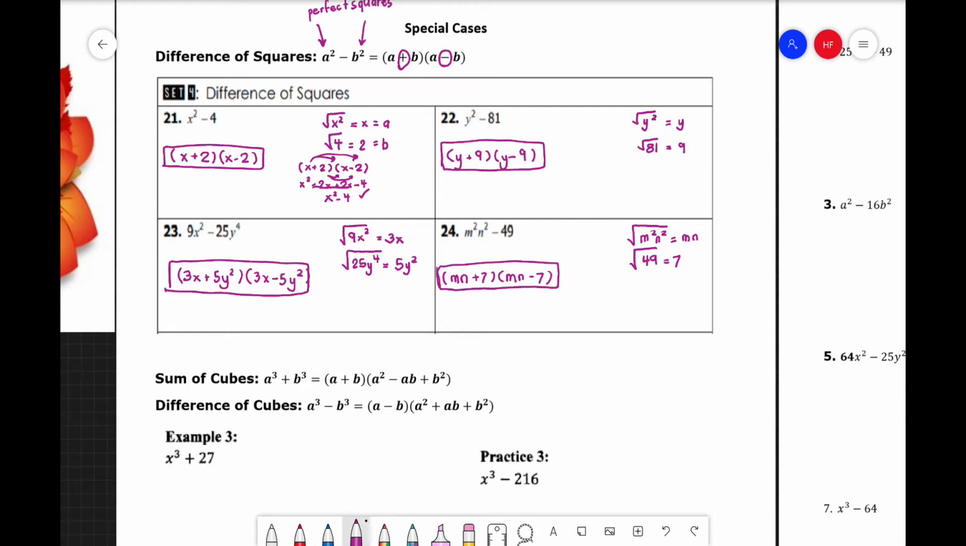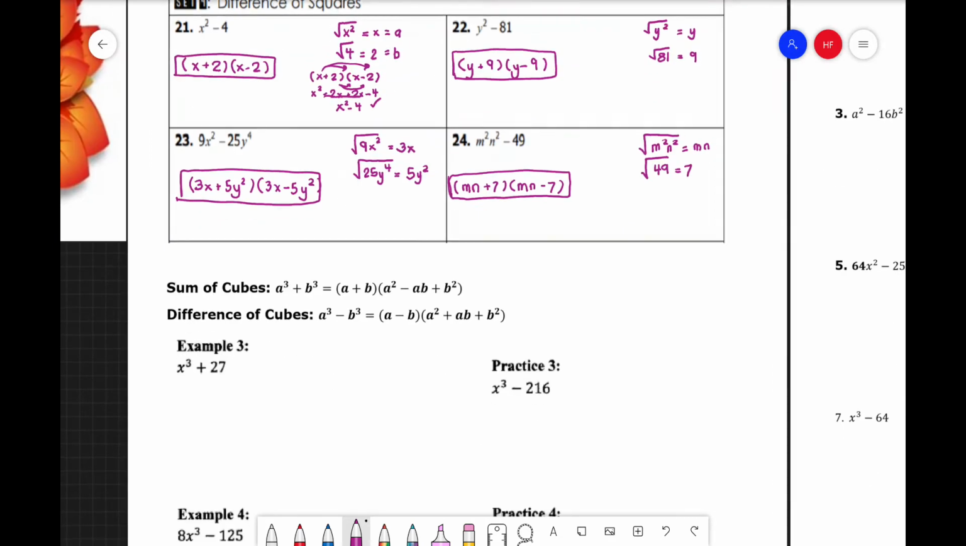So like I said, the difference of squares will be the easiest special case to work with because we just find the square root of both terms. You do have to be able to tell, though, if it is a difference of squares. So you do have to know your perfect squares and know, can I take the square root of these?